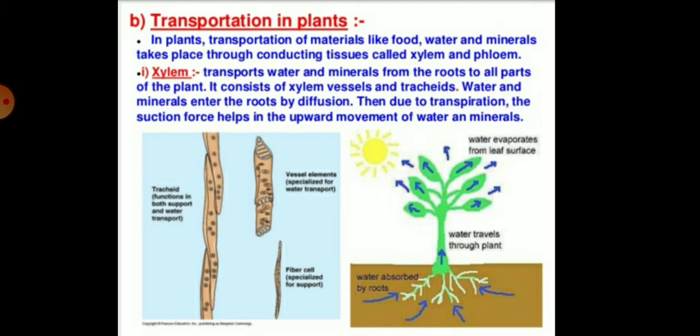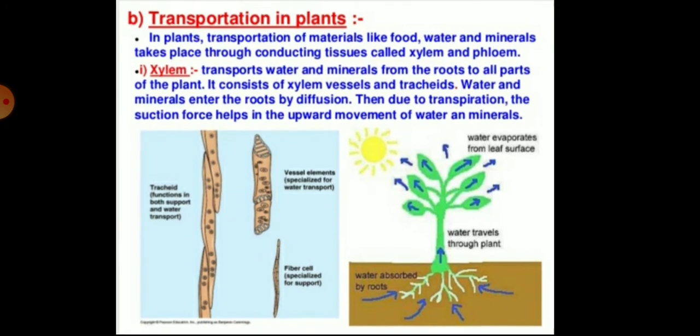So, children, in plants, the transportation of materials like glucose, water, and minerals takes place through the conducting tissues. These conducting tissues are called xylem and phloem. Children, we know that xylem and phloem are complex permanent tissues. These complex tissues are also divided into four types.